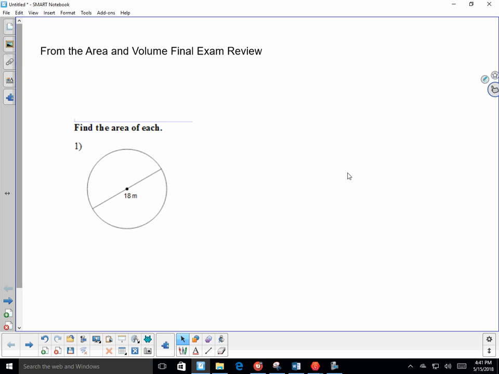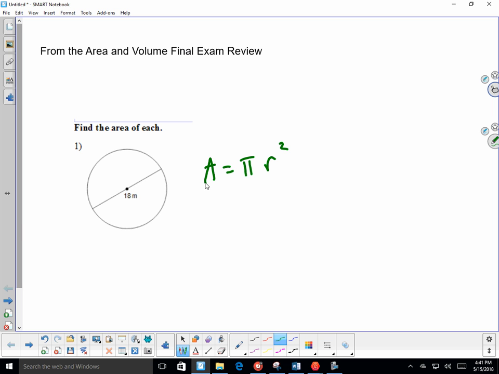We are looking at some problems from the area and volume final exam review. So let's take a look at number 1. It says find the area. So if we're trying to find the area of this circle, the formula for the area of a circle is pi times the radius squared.